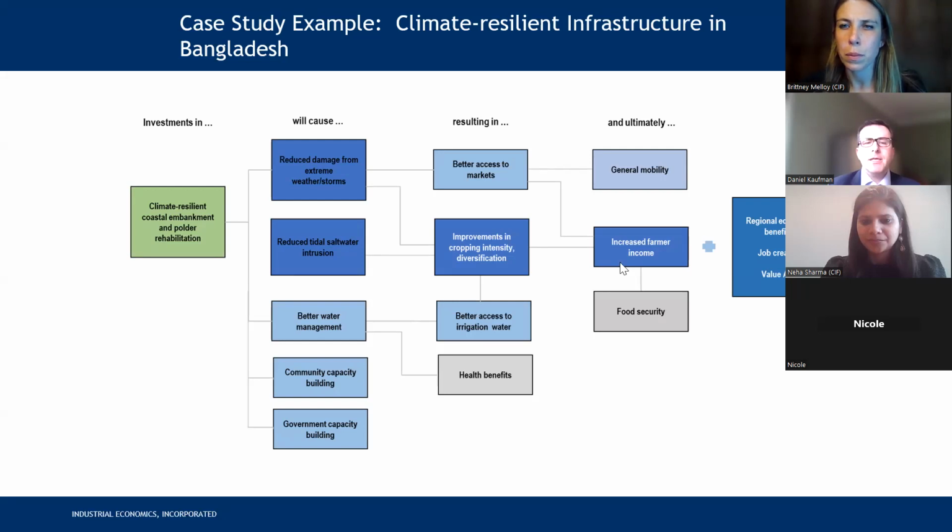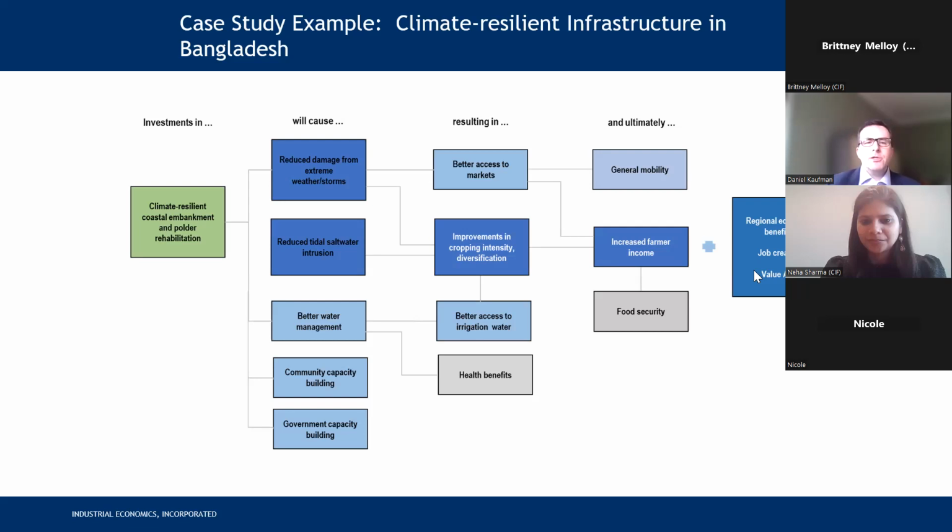This provides an example of a development impacts pathway where we looked at investments in climate resilience infrastructure and then some of the development impacts that we expect to result from those investments. And on this slide, the dark blue are development impacts that we tried to quantify. The light blue are development impacts that we looked at qualitatively. And the gray are those that we were unable to fully assess due to data limitations or the time lag required to realize the benefit.